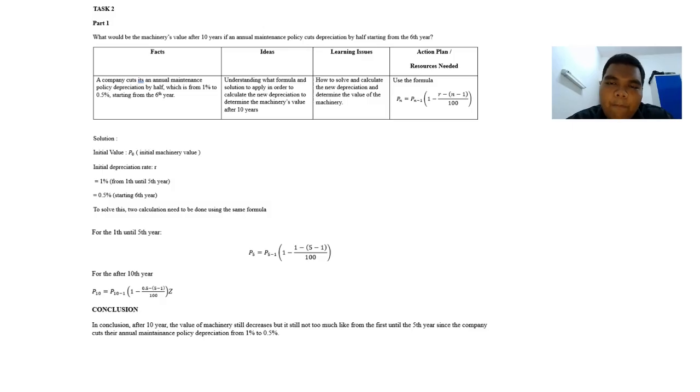So P5 equals P5 minus 1 in bracket 1 minus 5 minus 1 divided by 100. So after the 6 years, the company changed their depreciation rate, which becomes 0.5.